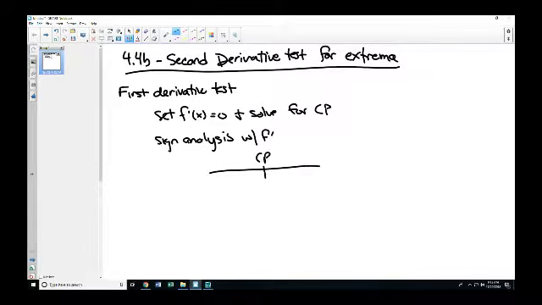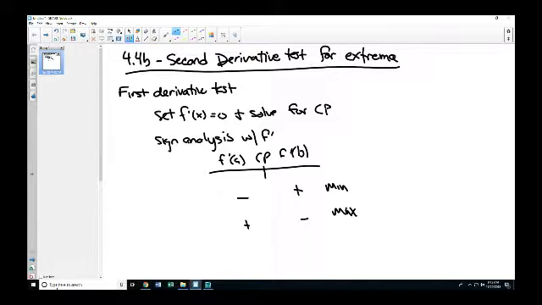Here's your critical point. So we have f prime at some value and f prime at another value. What if we have a negative and a positive here? Then it's a min. And a positive to a negative is a max. Okay, so that's the first derivative test.